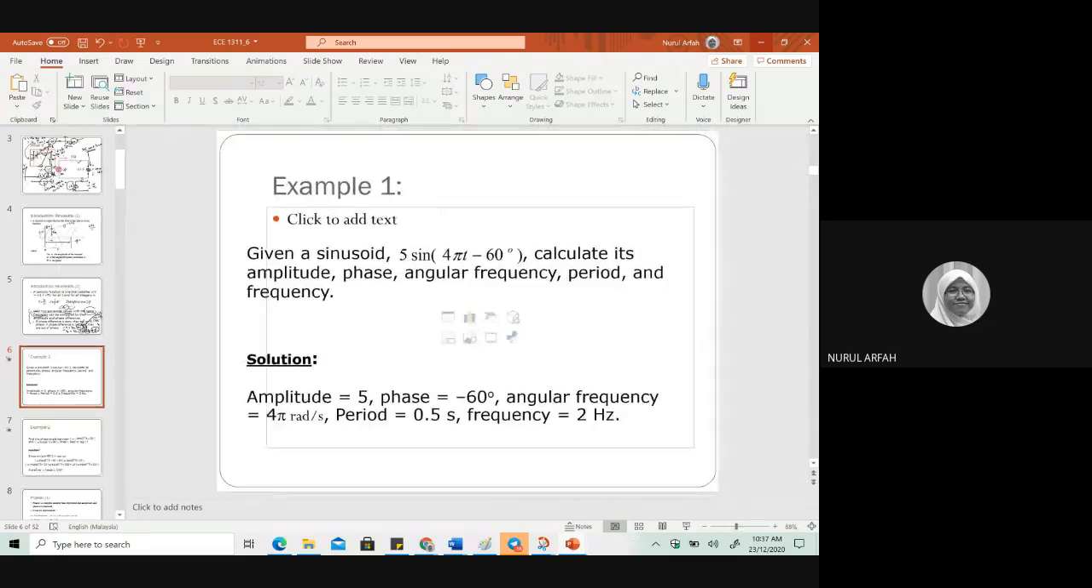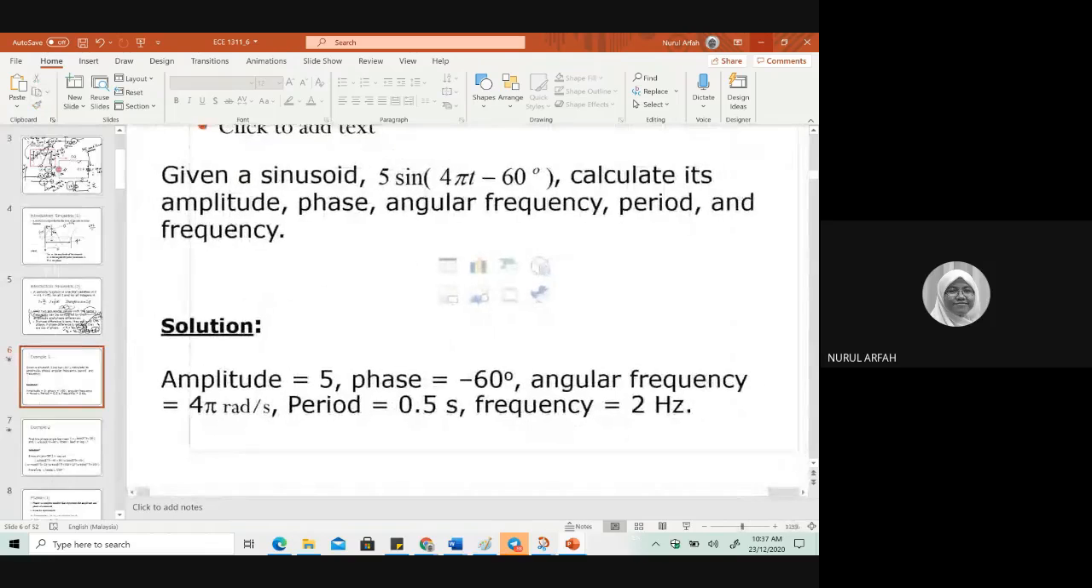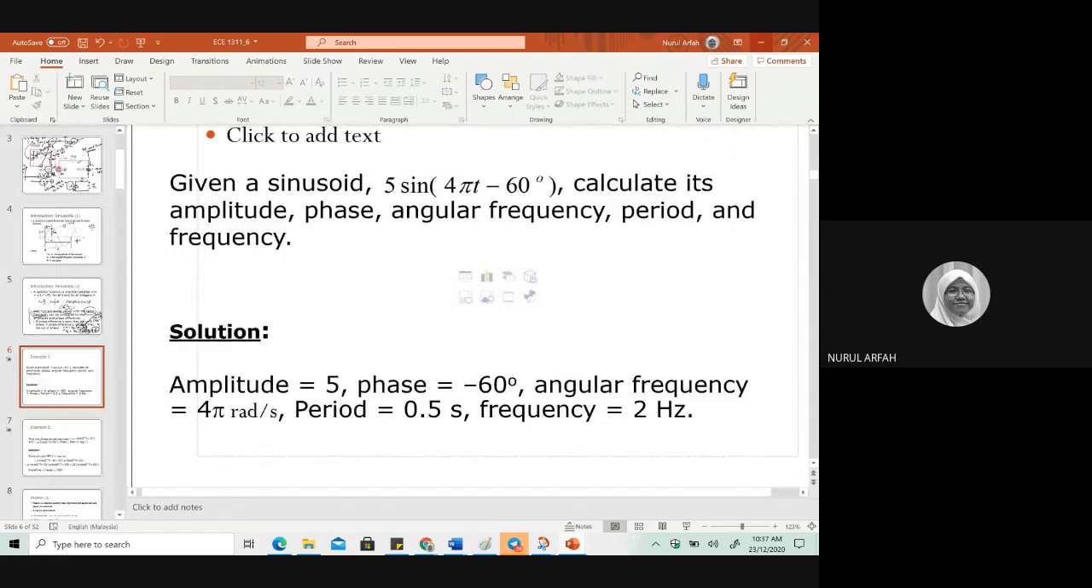Okay, let's see the example here. Maybe you are not clear with that example. But this one, not that example, later.